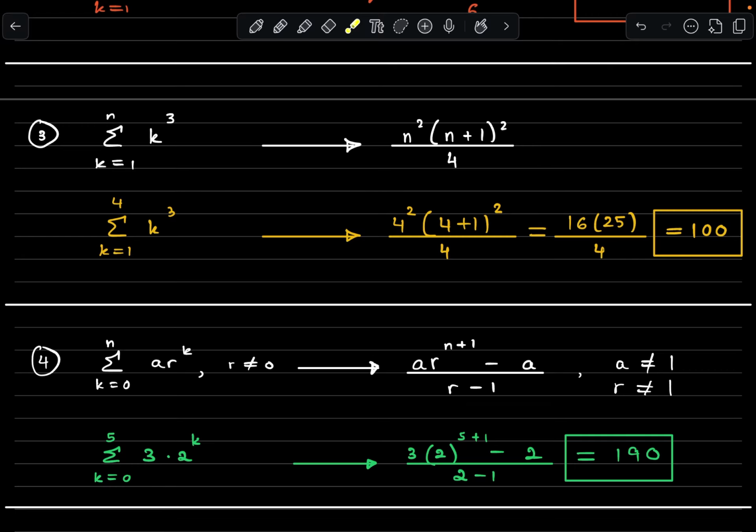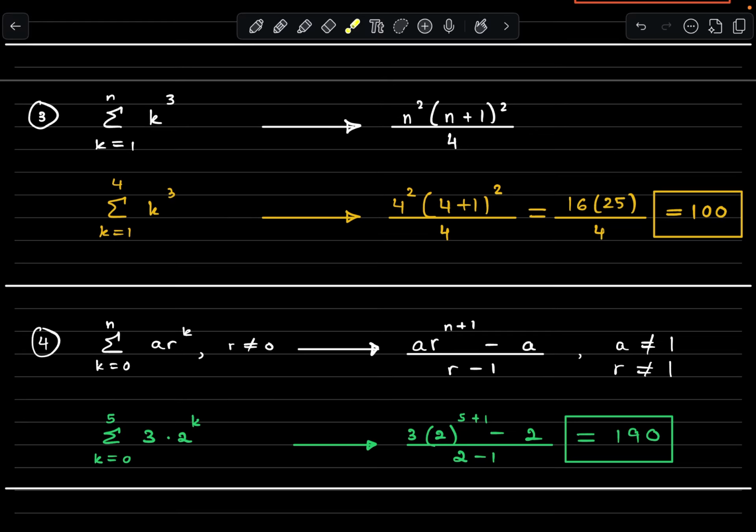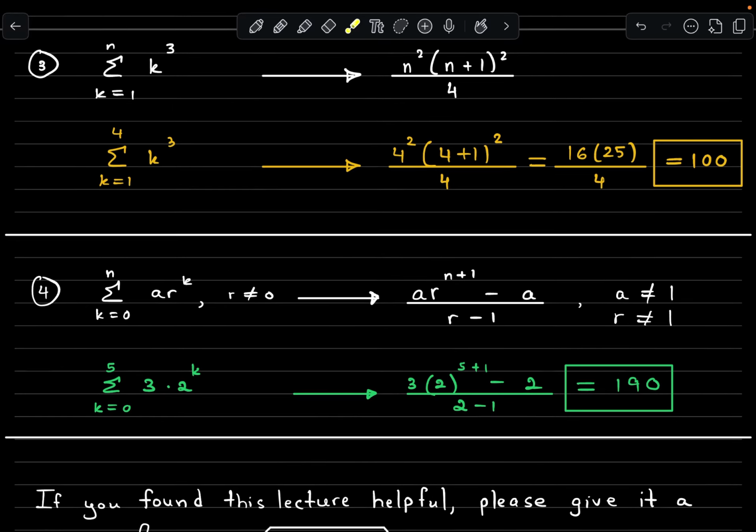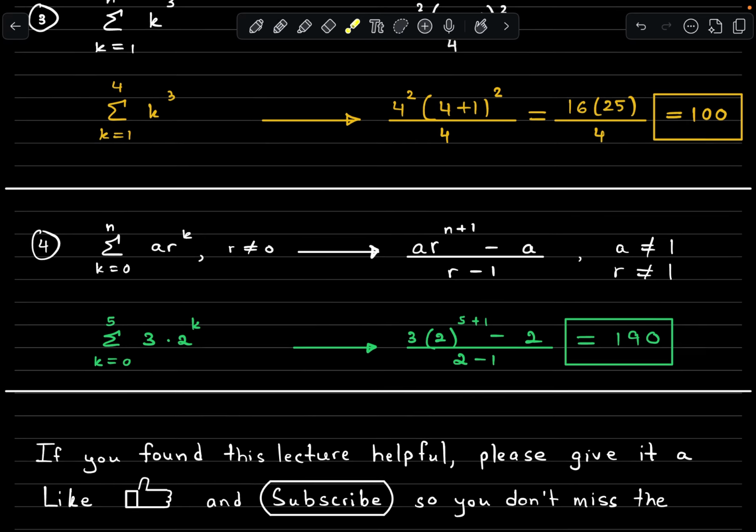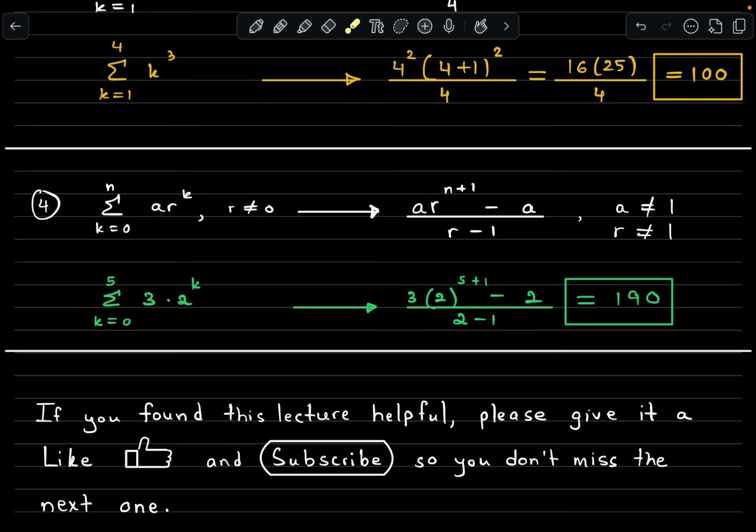All right, so this was a quick look at some summation formulas and how they can also have closed forms just like our sequences. All right, this was a quick look at all of these sequences, recurrence relations, and summations. I hope you found this lecture helpful.